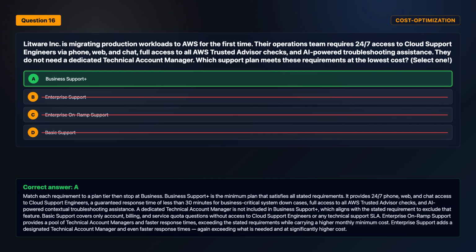that feature. Basic support covers only account, billing, and service quota questions without access to cloud support engineers or any technical support SLA. Enterprise on-ramp support provides a pool of technical account managers and faster response times, exceeding the stated requirements while carrying a higher monthly minimum cost. Enterprise support adds a designated technical account manager and even faster response times, again exceeding what is needed and at significantly higher cost.